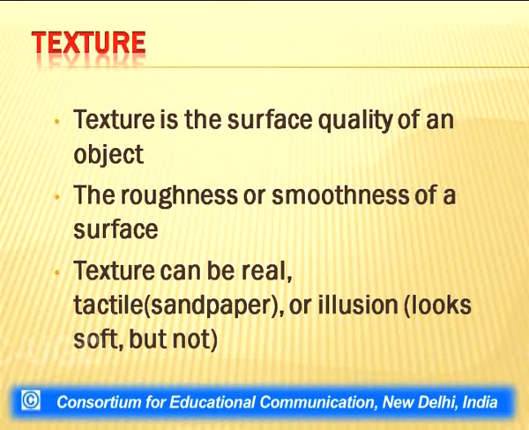Now texture can be real, it can be tactile like sandpaper, or it can be an illusion. It looks soft but is not. I think these are the statements that we usually use. Whenever we are going to buy a fabric, we say, oh, it looks so soft, but when you touch, you say, oh, this is not as soft as it looks. So that is the illusion that the texture is creating. Or the texture can be real, as it looks, or it can be tactile, for example, like sandpaper.